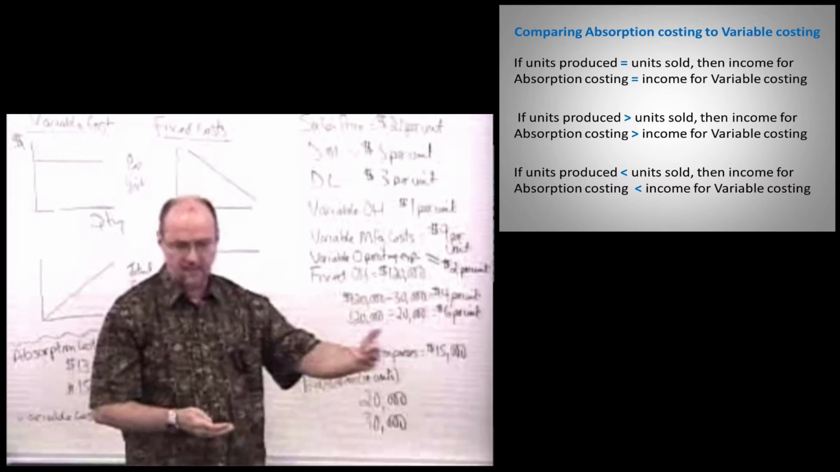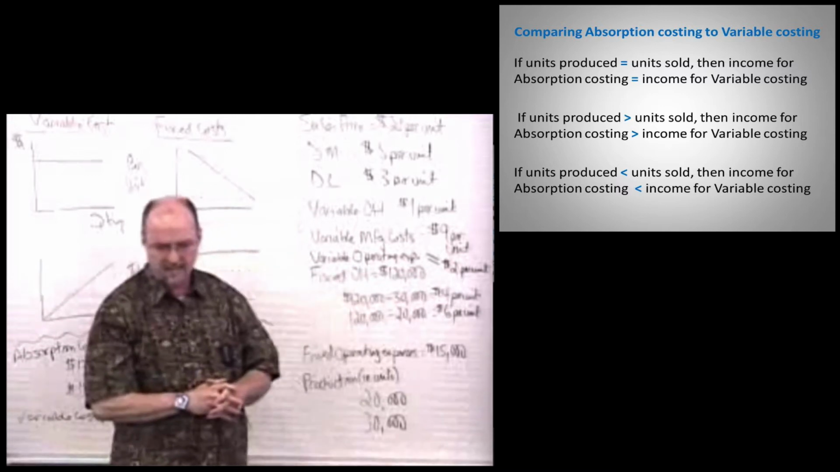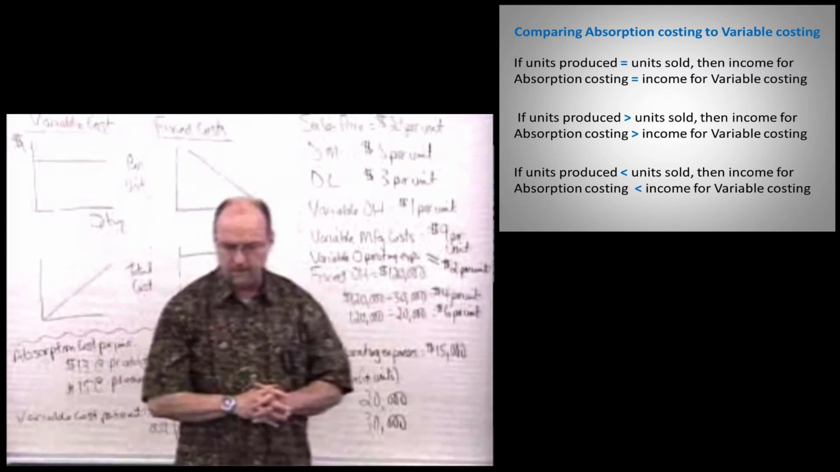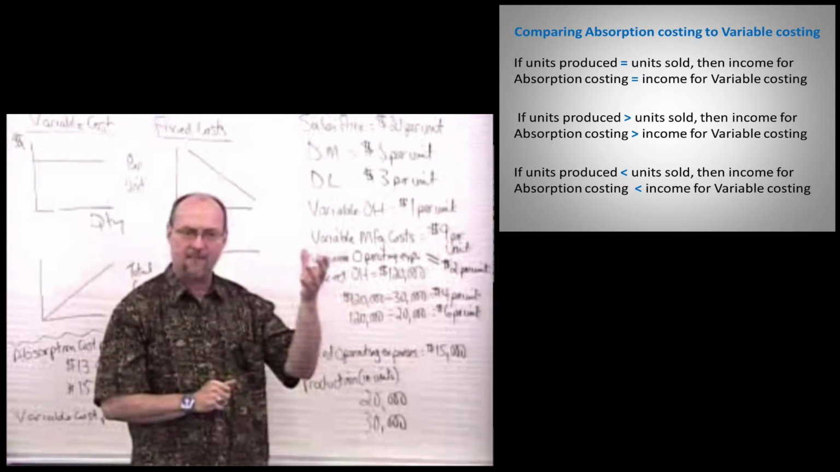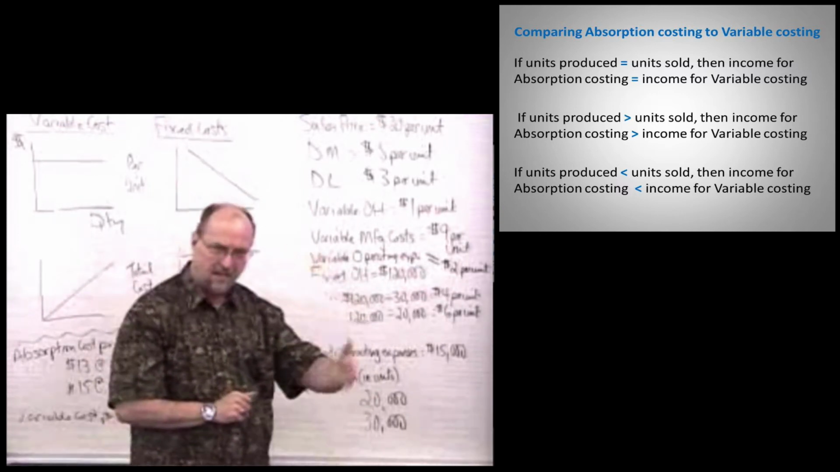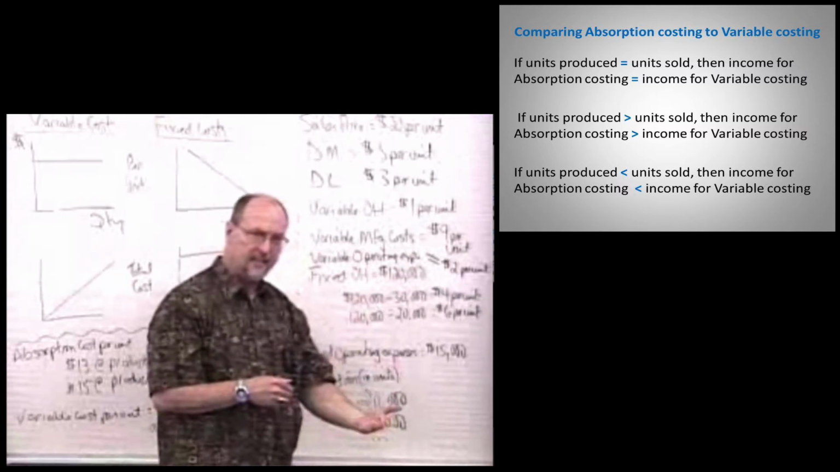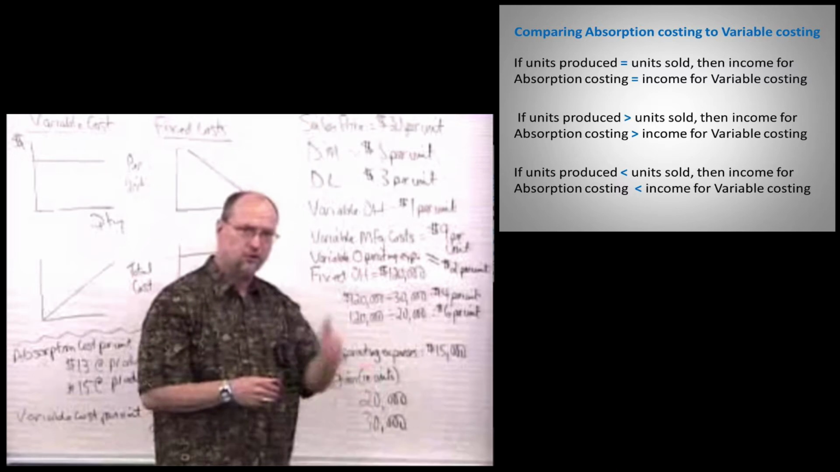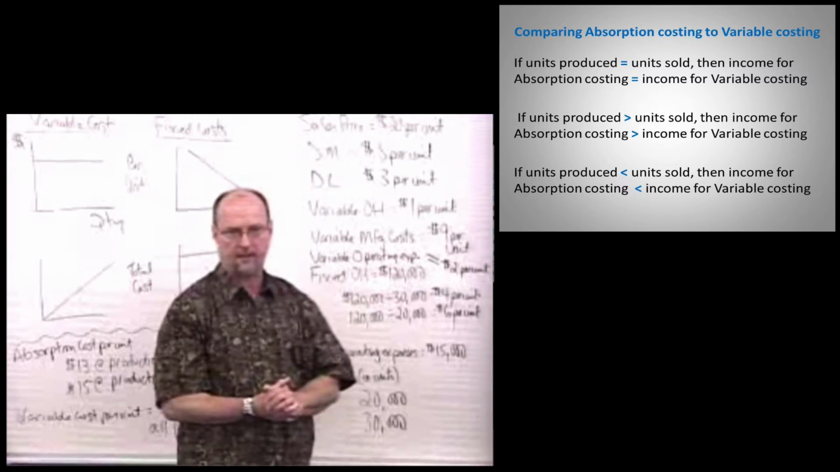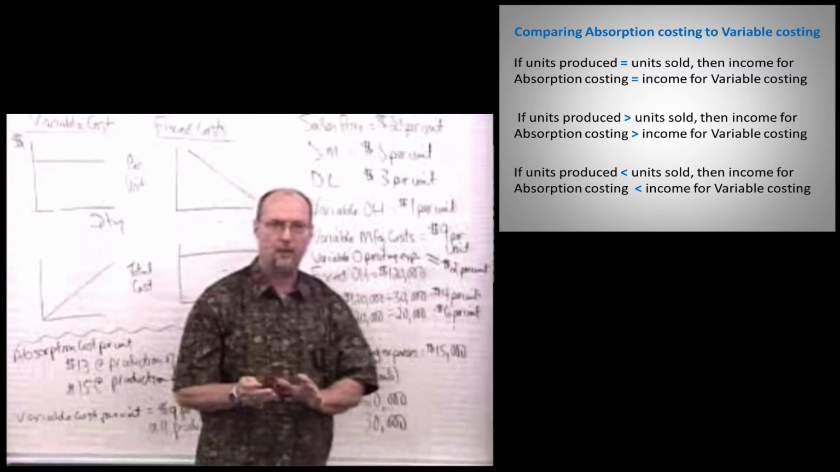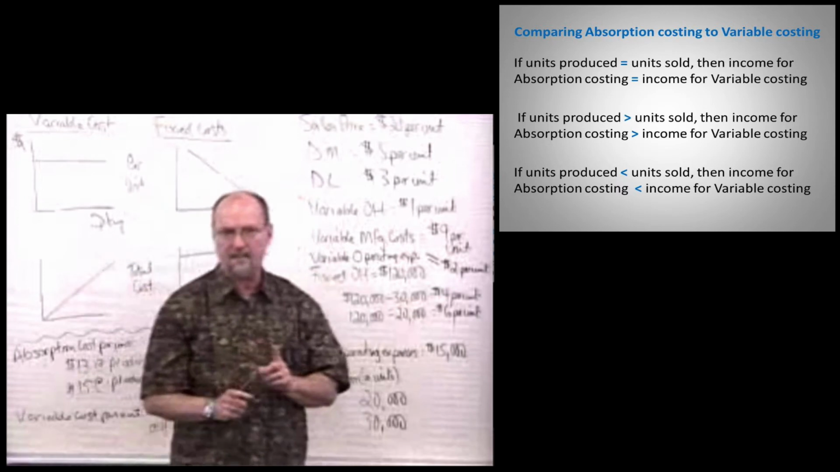And then the last scenario is when units produced are less than units sold, income for absorption costing will also be less than income for variable costing, and that had to do with the beginning inventory. That additional $4 per unit under absorption costing gets included in cost of goods sold. Cost of goods sold higher, profit lower under absorption costing. So you really have to look at all three scenarios together. And that's what this very last slide is.